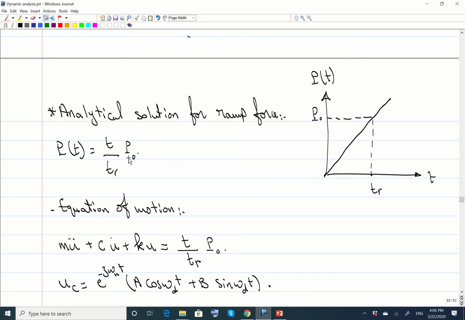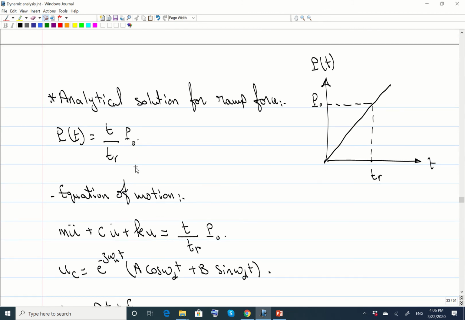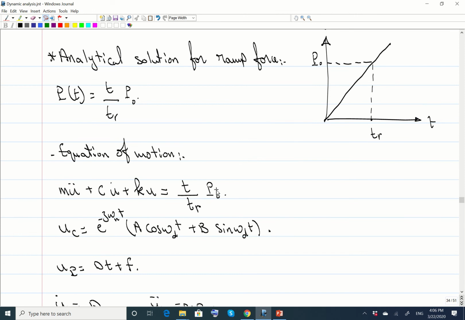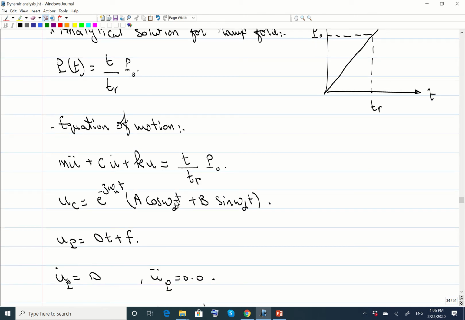So now, if the force is like this, what is the displacement? How will the displacement look like? Just put P over here. The equation of motion is m u double dot plus c u dot plus k u is equal to the force. Now this is the force. It's a function of the time, t divided by tr, p naught. As we said, there will be two components, the homogeneous component or complementary solution, e to the negative zeta omega n t multiplied by a cosine omega d t plus b sine omega d t.